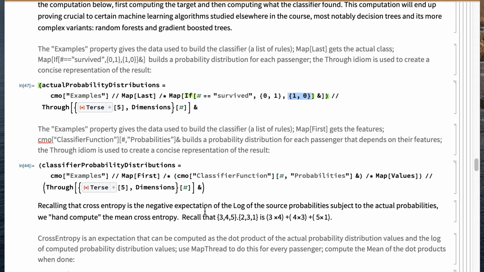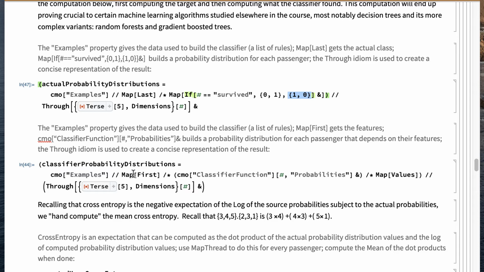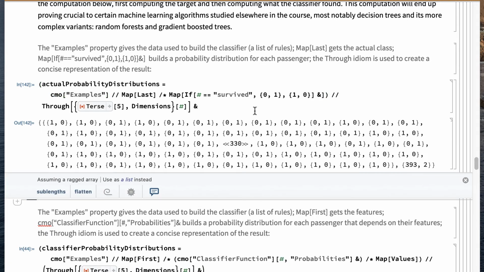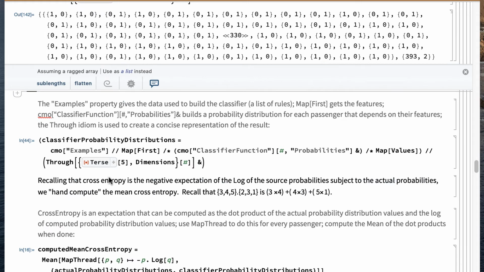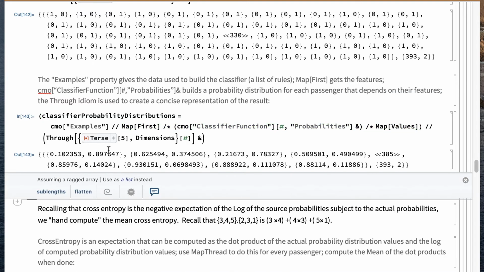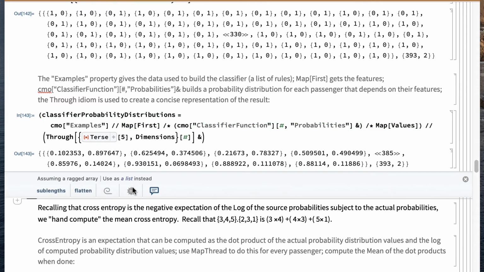And then we'll take the same examples. We'll get the left-hand side this time, and then we will say, hey, what does our classifier function think the probabilities were? That's going to give us an association. We just want the values, and those values will be the predicted probability distributions. So I'll just run this here. This is going to give us our actual probability distributions. This is going to give us our classifier's distributions.